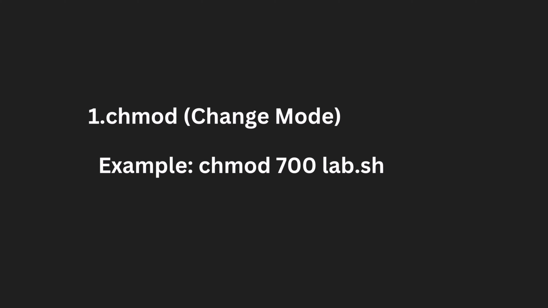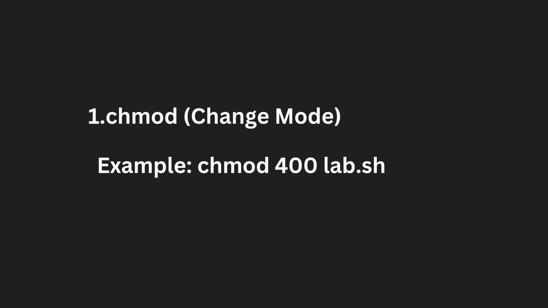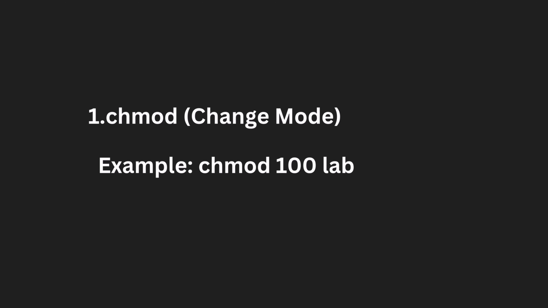But what if we do not want group members and others to have these permissions? We can set this using chmod 700. Here 7 allows the owner full access, while 0 restricts access for group members and others. For read-only permissions for everyone, we use chmod 444. This setting allows everyone to read the file, but not write or execute it. We can also set permissions selectively. For example, chmod 400 assigns only read permission to the owner. Similarly, chmod 100 sets only execute permission.